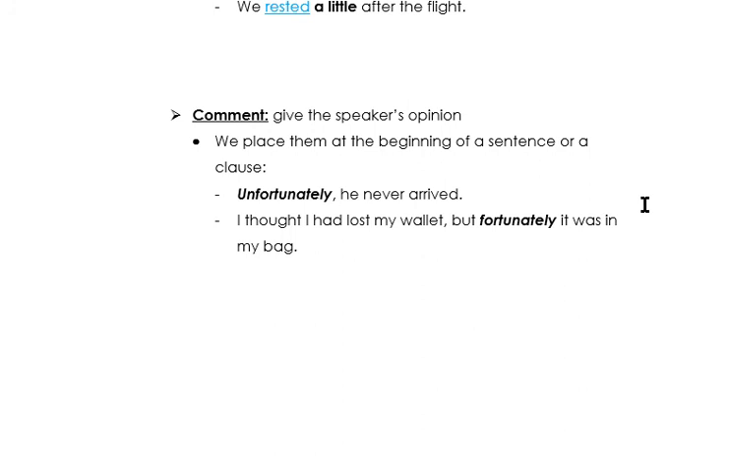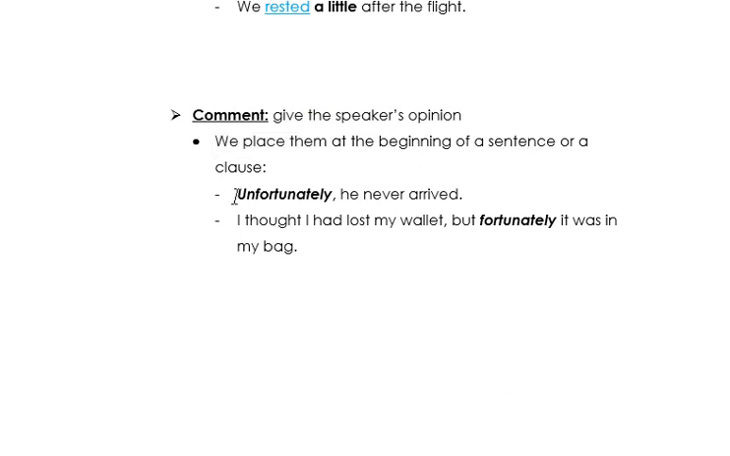And the last type of adverb are those of comment. Adverbs of comment give the speaker's opinions, ¿ok? Dan la opinión del que está hablando, ¿sí? We place them at the beginning of a sentence or a clause. Siempre los vamos a colocar al principio de una oración or a clause.